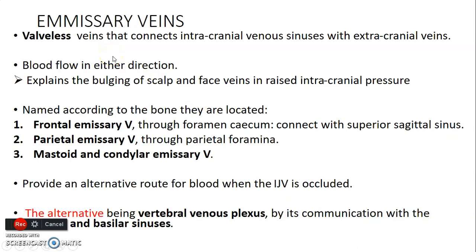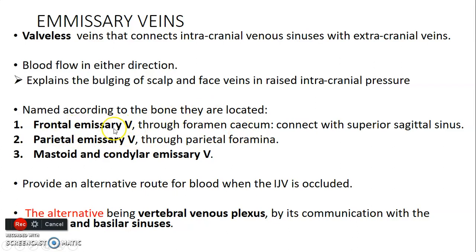Then we have what you call emissary veins. Emissary veins are valveless veins, okay? They usually connect intracranial venous sinuses with extracranial veins. And because they have no valves, the blood will flow in either direction. So that explains why when there's raised intracranial pressure, the veins of the face and the scalp will bulge, because the veins from the inner intracranial compartment will now try to communicate and carry the blood into extracranial veins. So the scalp and the face veins will bulge in raised intracranial pressure.